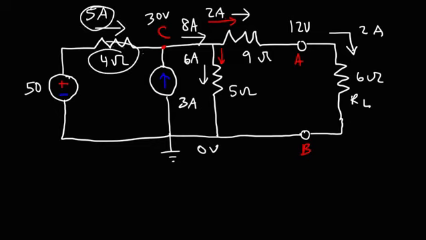Now 5 times 4 is 20, so we have a voltage drop of 20. Add that to 30, that gives us the potential of 50 at this point. So we can see that everything makes sense, everything adds up. All the currents and the voltages follow KVL and KCL laws. So that's it for this problem.